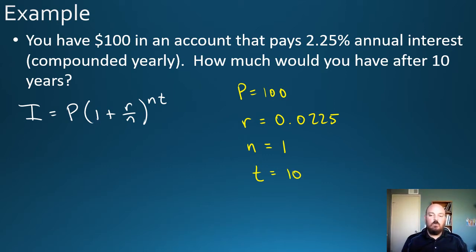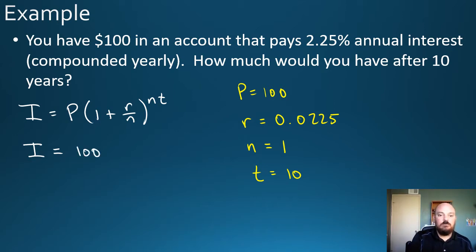So basically, when you have an equation that has 5 variables like ours does, the only thing I can do is give you 4 of them and ask you to find the 5th one. And that's what I did. I gave you P, R, N, and T, and I said, how much would you have after 10 years? That's what I is. So I'm basically saying find I. Now that makes it easy because the equation is already in I equals form. So I'm just going to put all the numbers in.